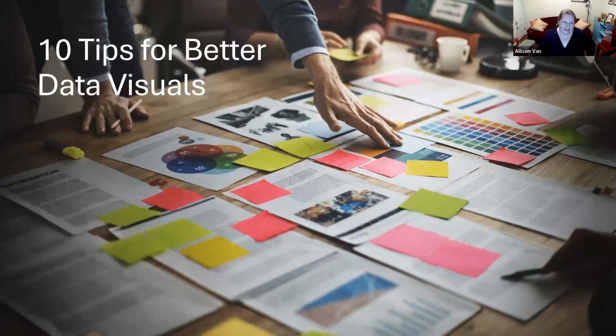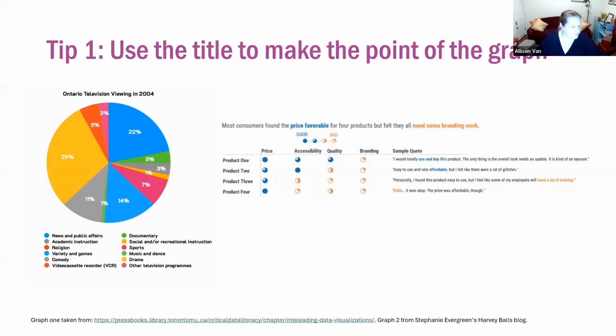Okay. So that is 30 qualitative data visualization options. I hope that gives you some real ideas. Now I want to do 10 tips for better data visuals.